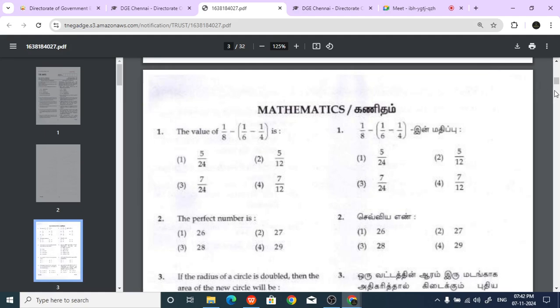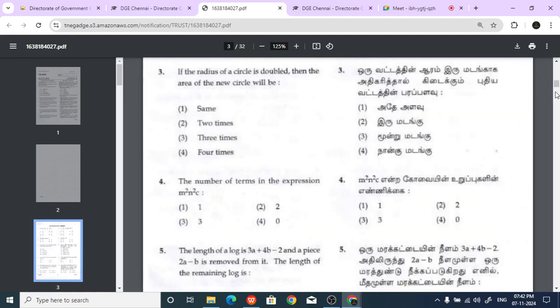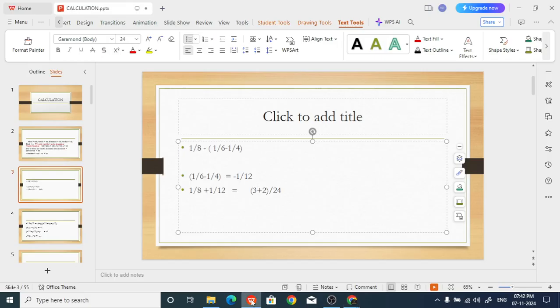Okay. Next question. If the radius of a circle is doubled, then the area of the new circle will be? See, such cases you can do like this. Suppose you keep the radius as 2. First one circle, the radius is 2. So what is the area? What is the formula?